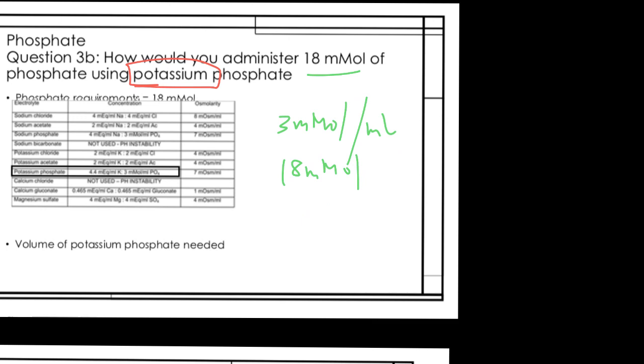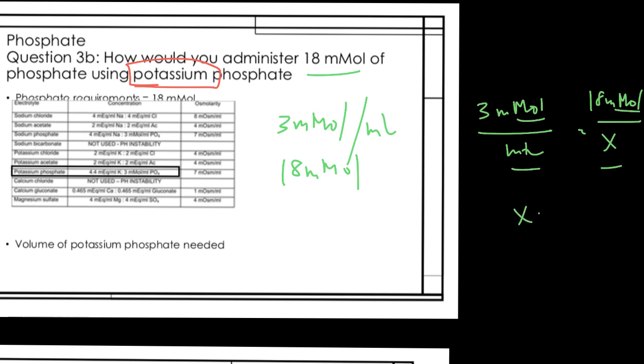So we're going to set up our ratio, 3 millimoles per milliliter. You have 18 millimoles per X milliliters. Make sure your units match. Millimoles on top, milliliters on the bottom. Solve for X gives you 6 milliliters. So you'll need 6 milliliters of the potassium phosphate solution, which contains potassium and the phosphate.